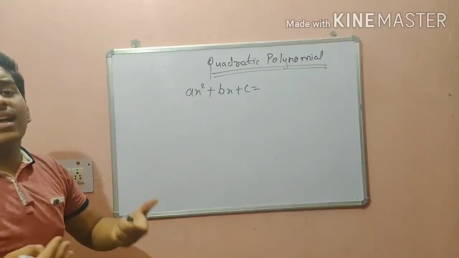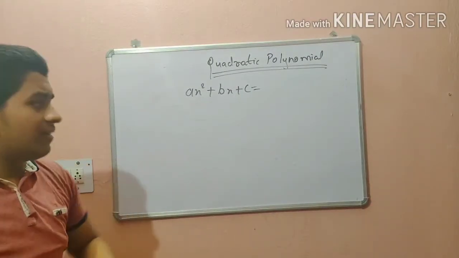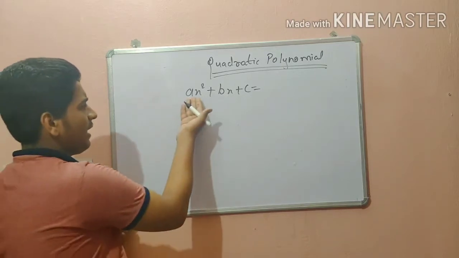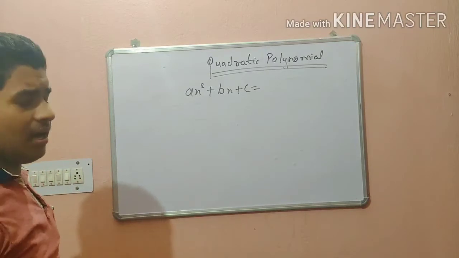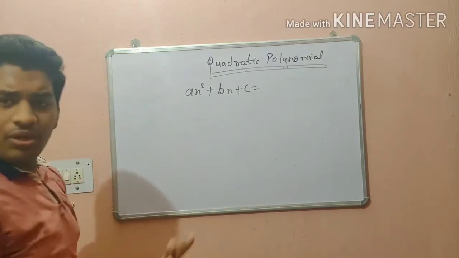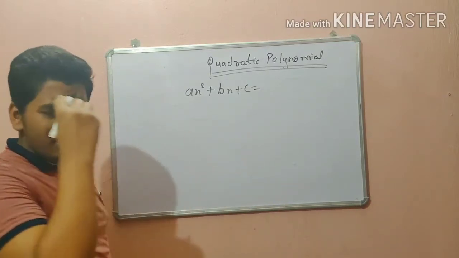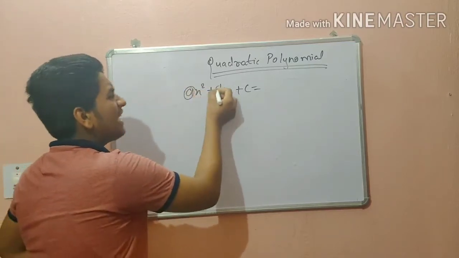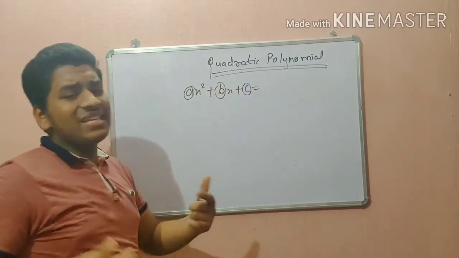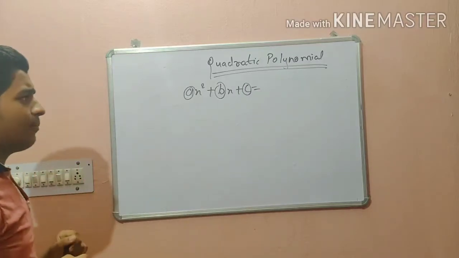Actually this is our way of writing. This is the standard way of writing. You can write anything, you can write px square plus qx plus r. That is your understanding and that is your concept. Whatever you understand, you can take anything. This is just a general representation of a quadratic polynomial.